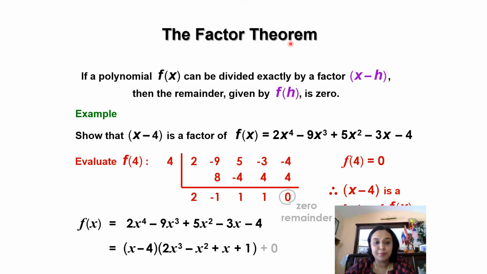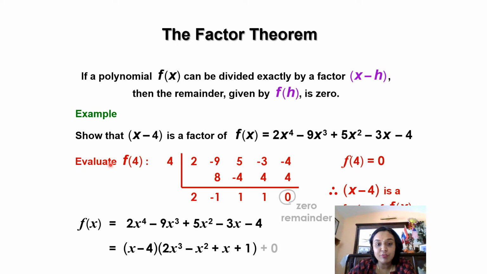The factor theorem. If a polynomial can be divided exactly by a factor and the remainder is 0, therefore the h will actually be the factor for the polynomial. For example, if you have f(x) as stated below and x minus 4 is a factor, how do we prove this? We have to divide the polynomial by 4 using synthetic division.